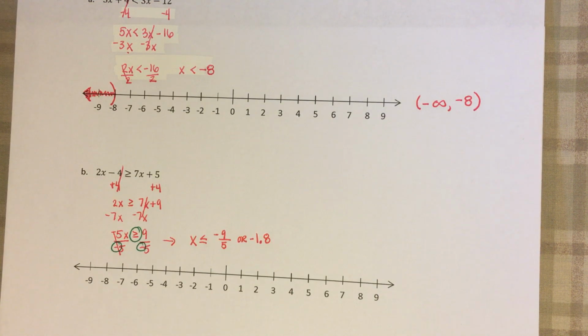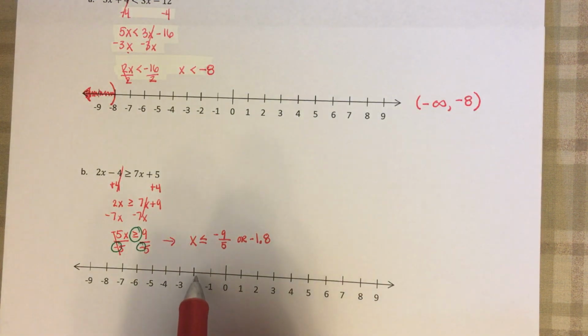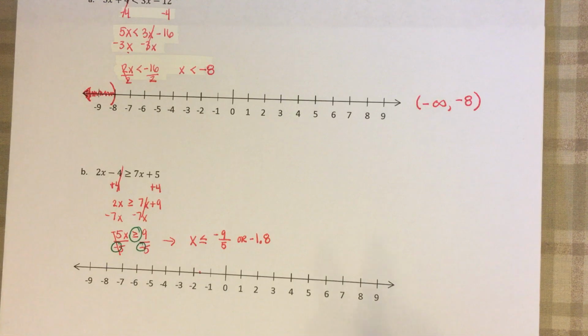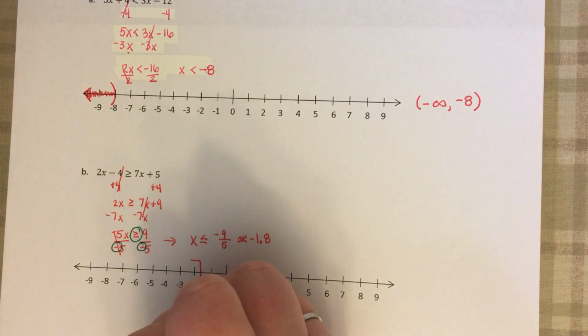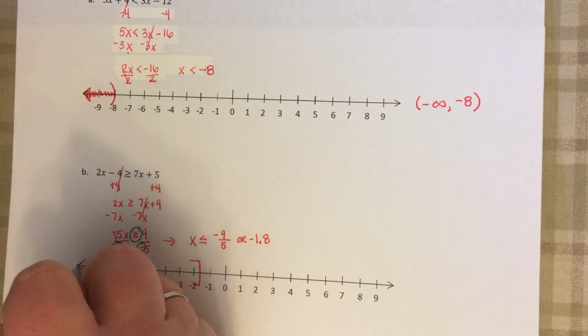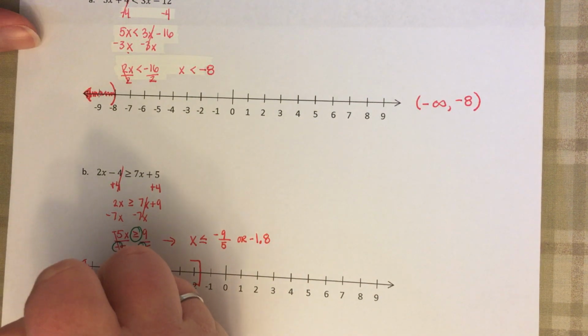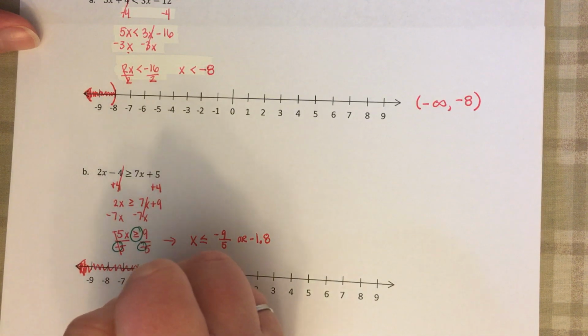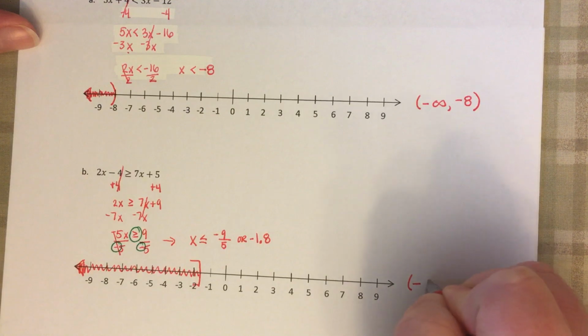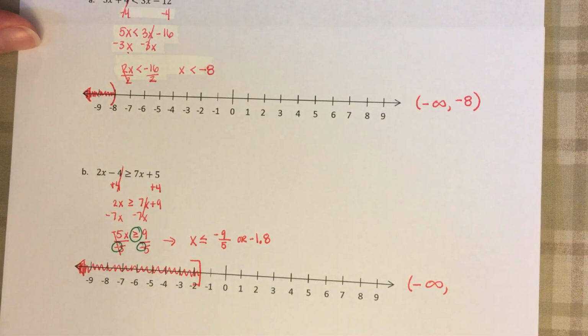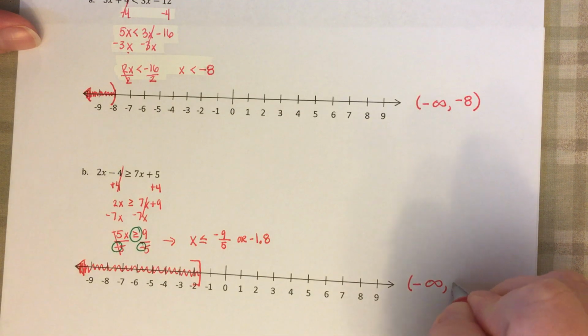On our number line, -1.8 would be right about there, somewhere between our -1 and -2. Less than or equal to means we get a square bracket, and we are going to the left. Our interval notation, since we shade the arrow to the left, we get negative infinity, and then we're going to -9/5.